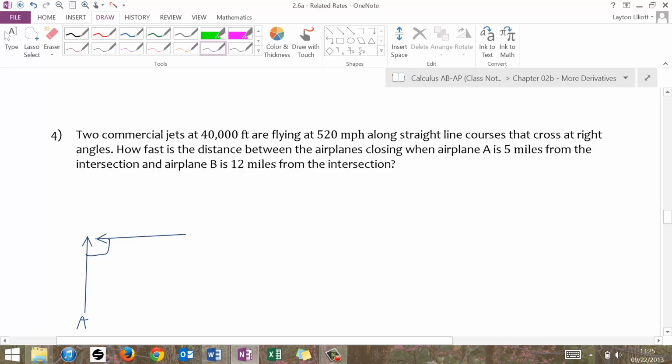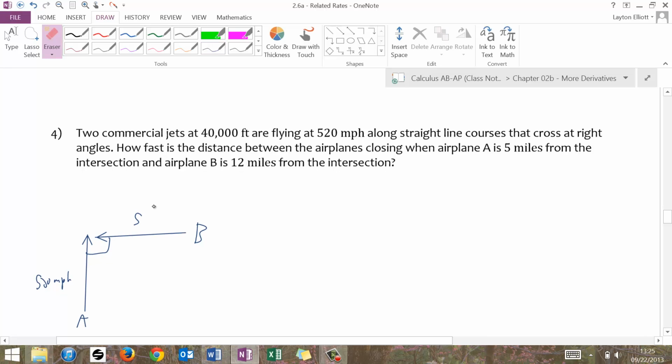Here's A, here's B. They're both flying at 520 miles per hour. The 40,000 feet is irrelevant because we don't really care. We're looking at a snapshot at that point. They're not going below that or above that. They're just chilling at 40,000 feet.